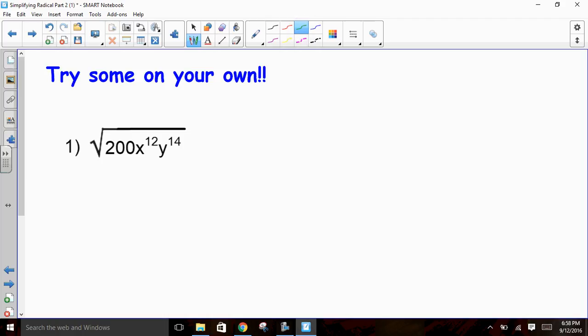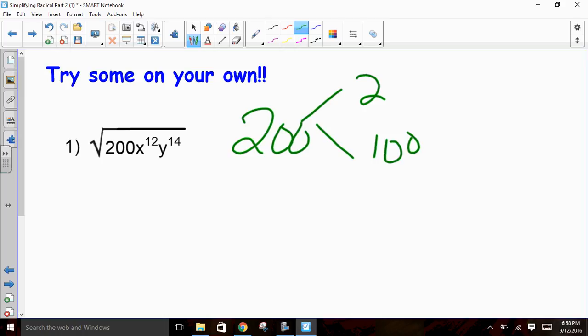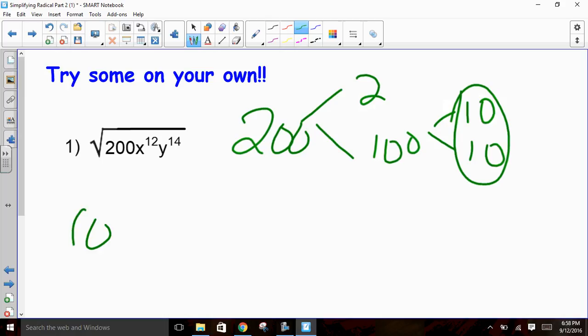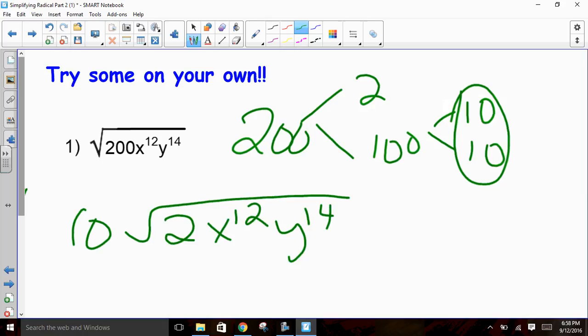We're actually going to try this together. The square root of 200. Is 200 a perfect square? Nope. But 200 is 2 times 100. 100 is 10 times 10. There's my group. That's what's going to get pulled out. So I have 10 on the outside, square root of 2, x to the 12th, y to the 14th. So far all I did was work on that number.